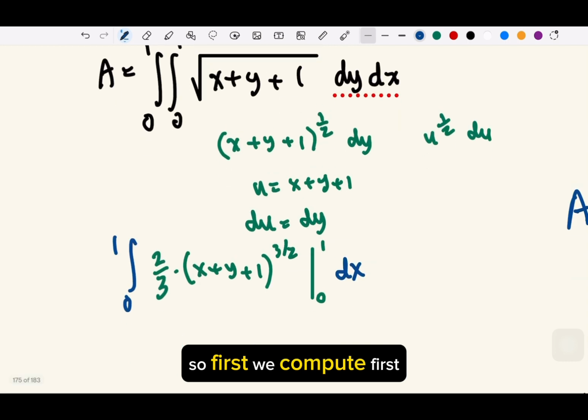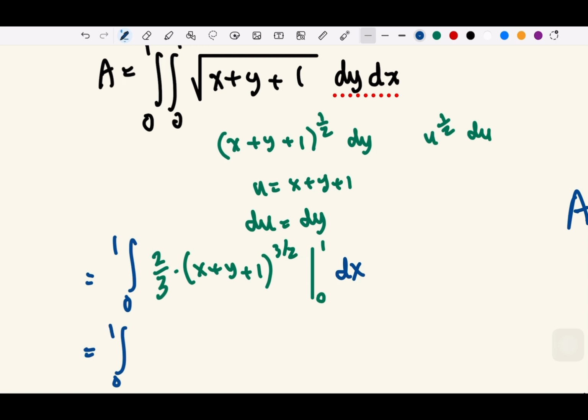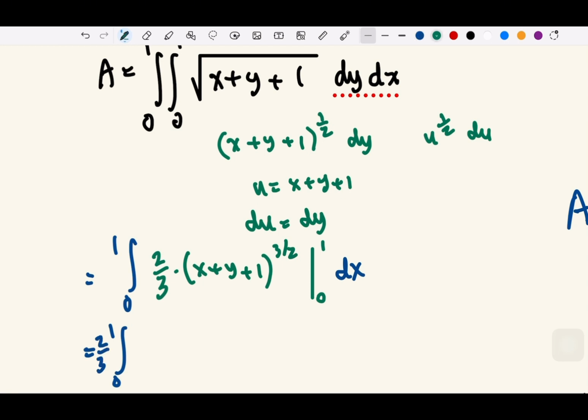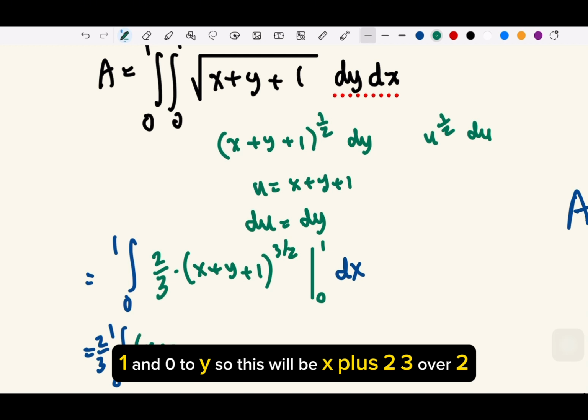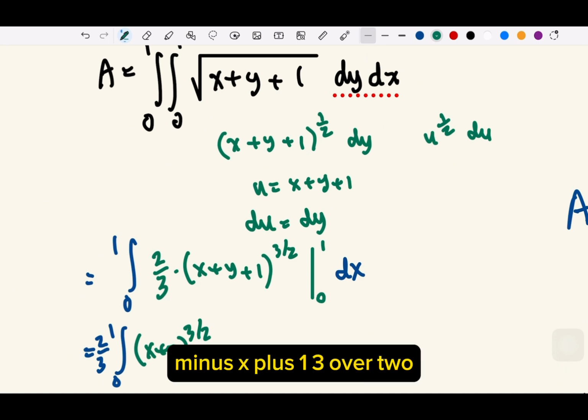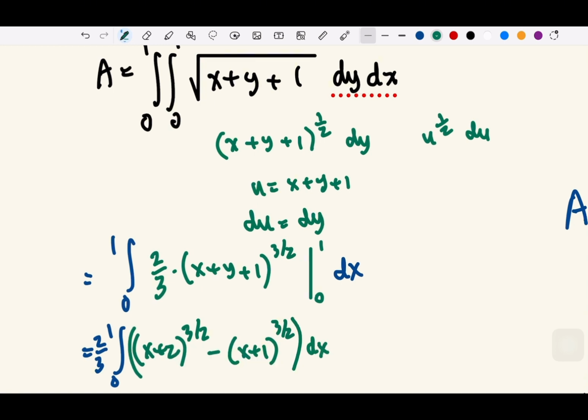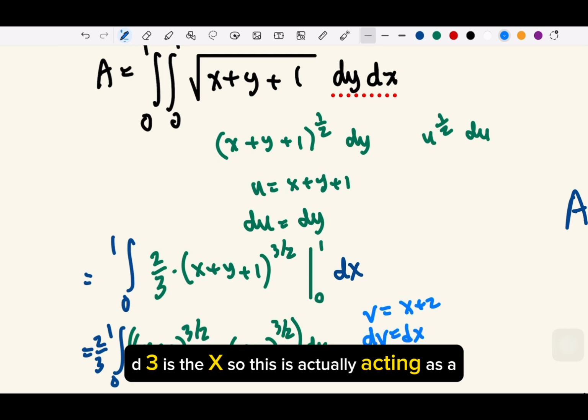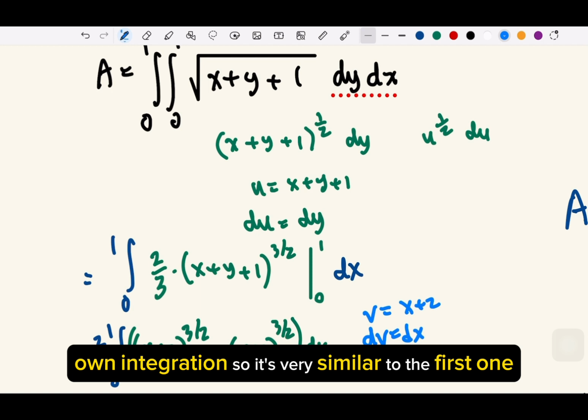Okay, so first we compute first. I will write 2 over 3 outside and then plug in 1 and 0 for y. So this will be x plus 2 to the power of 3 over 2, minus x plus 1 to the power of 3 over 2. And the same thing, we take another substitution. Let's say v for both cases. So maybe the left one first. So let's say this is x plus 2, dv is dx. So this is actually acting as its own integration. So it's very similar to the first one.